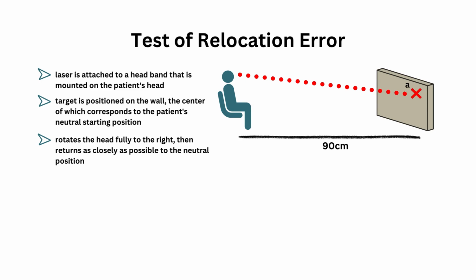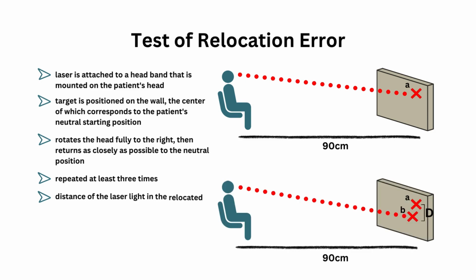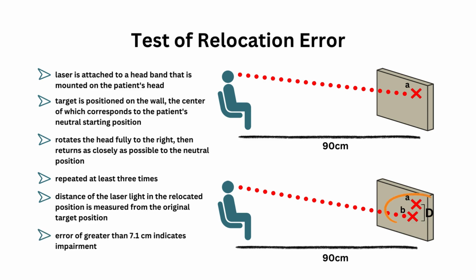position. The process is repeated at least 3 times in each direction. The distance of the laser light in the relocated position is measured from the original target position. An error of greater than 7.1 cm indicates impairment.